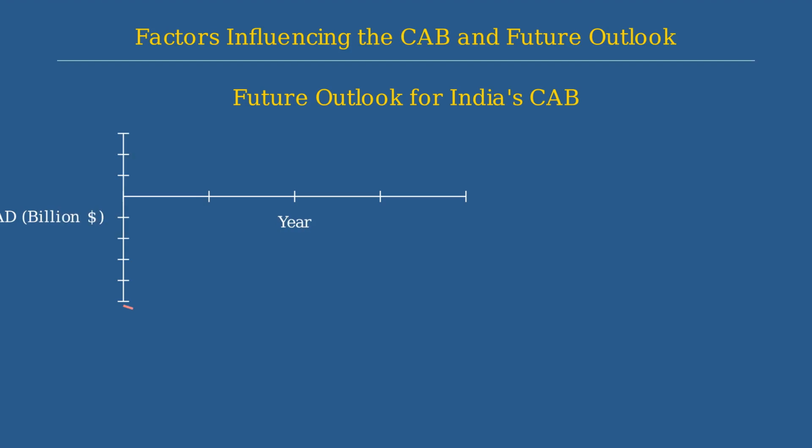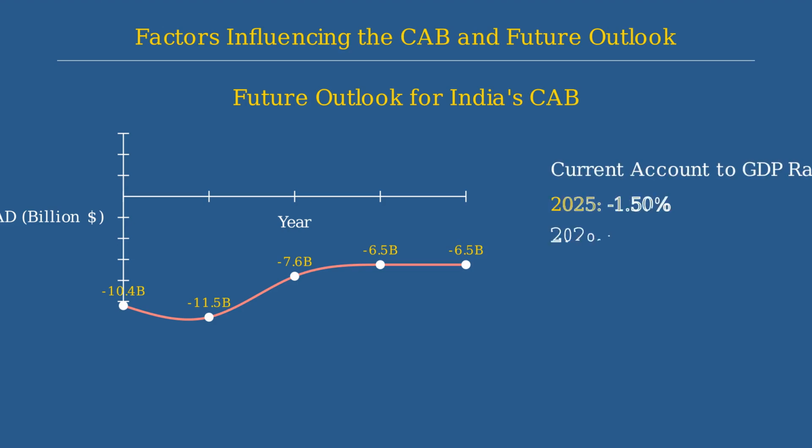Looking ahead, Trading Economics projects India's current account deficit to trend around negative $7.6 billion in 2026 and negative $6.5 billion in 2027. The current account to GDP ratio is projected to reach negative 1.50% by the end of 2025, negative 1.70% in 2026, and negative 2.0% in 2027.